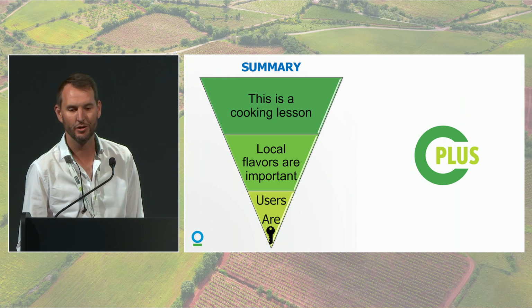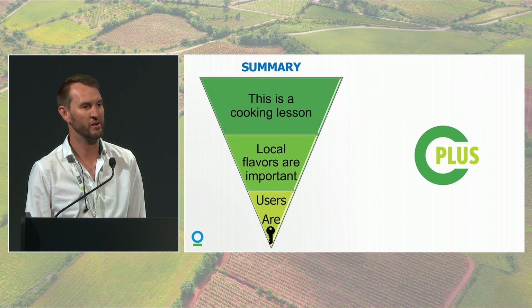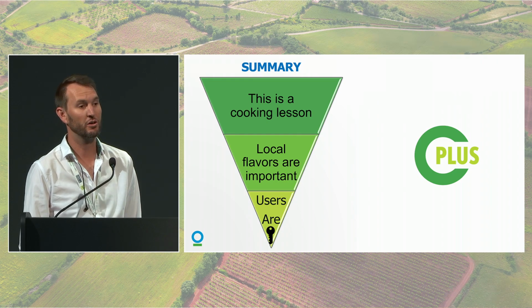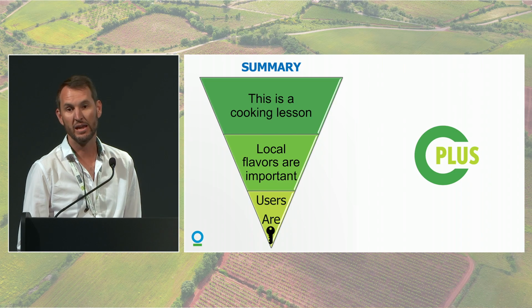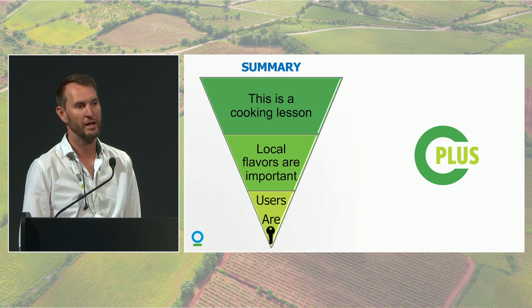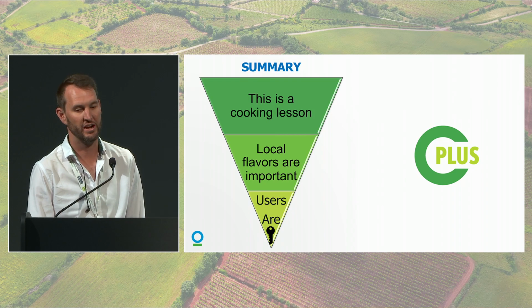The second thing to take away is that local flavors are important. So yes, there are global and national data sets, but there are also quite a lot of data sets relevant to the local area, and even the ground truthing and the monitoring that we're doing for projects can feed back into the models and help us make better decisions that are more relevant to the area.